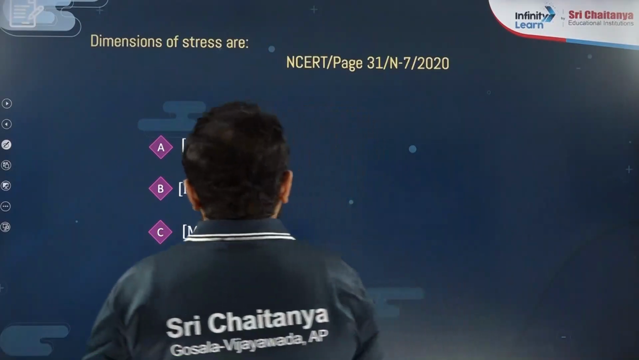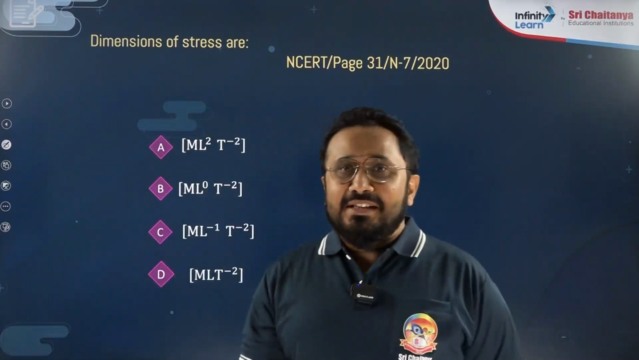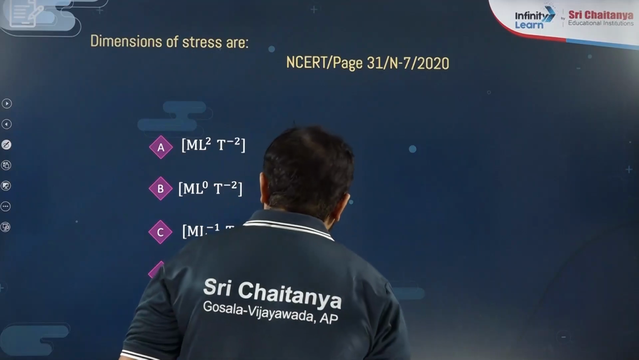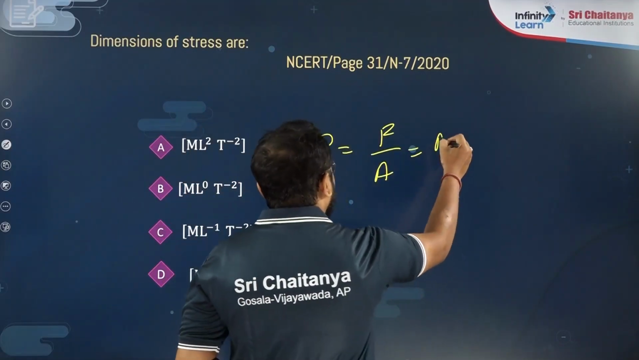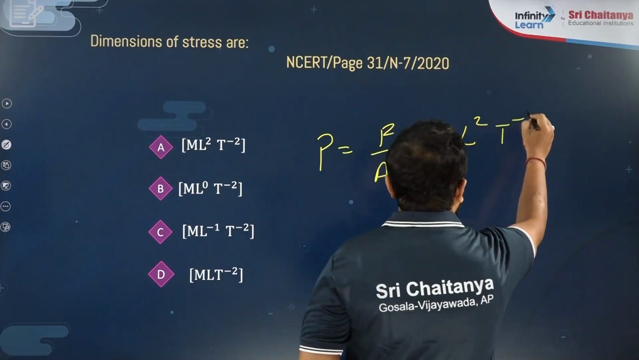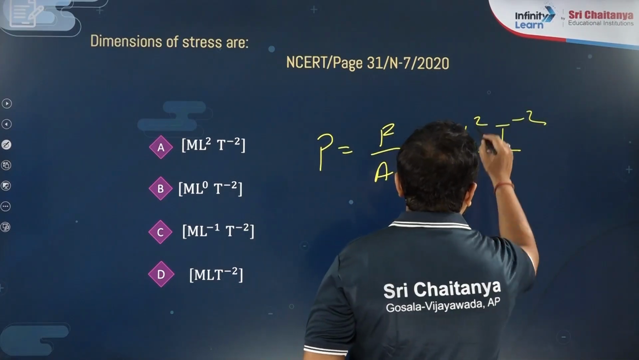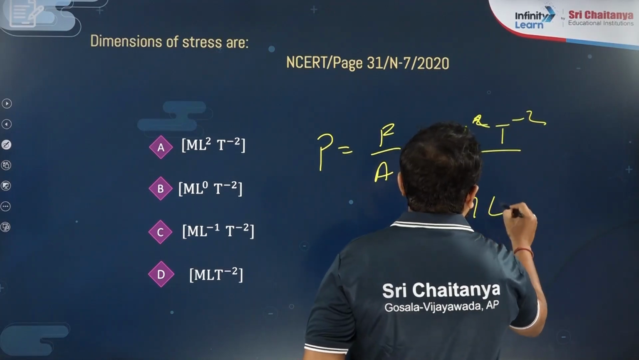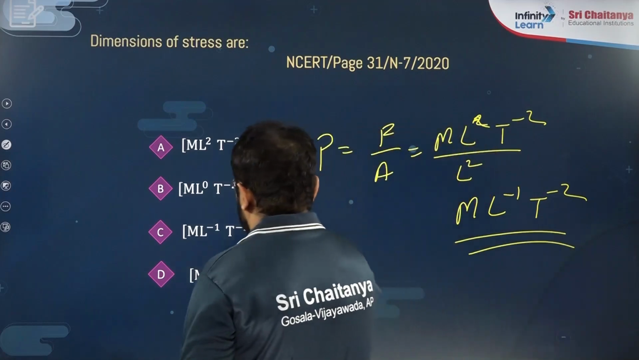Next thing, dimension of stress. Stress is going to come in the exam. So dimension of stress, once again, will be that of pressure only. What will be the dimension of pressure? Pressure equals force upon area. So it will be MLT⁻² upon area, which is L square. So it will become ML⁻¹T⁻². This will be the dimension.